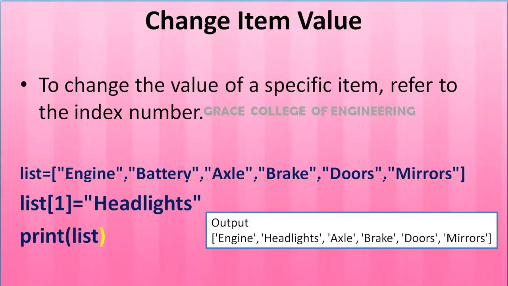Change the item value. If you want to change the item value, you can refer to the index number. So the list is created. List 1 is present; now it is battery. I want to replace that. I want to change that. Then headlights is given. So print list, and you will get the output this way: engine, headlights, axle, brake, doors, mirrors.